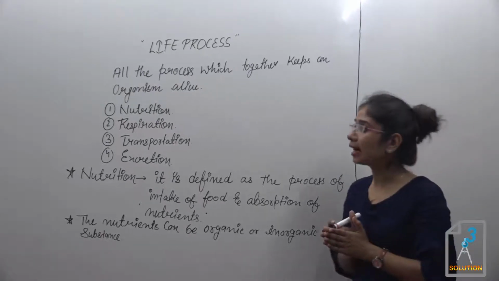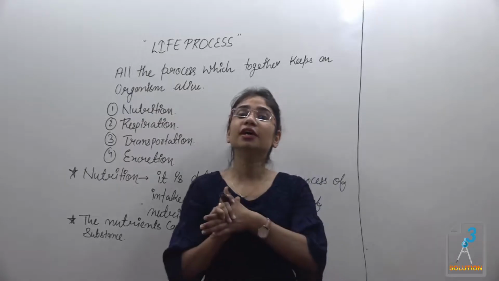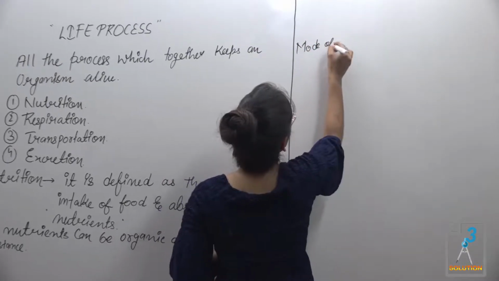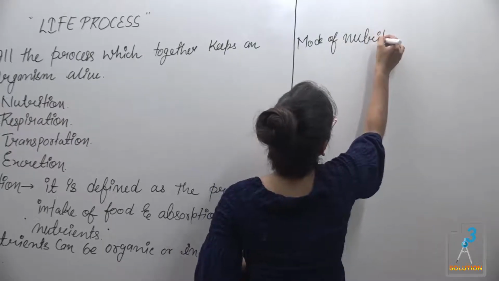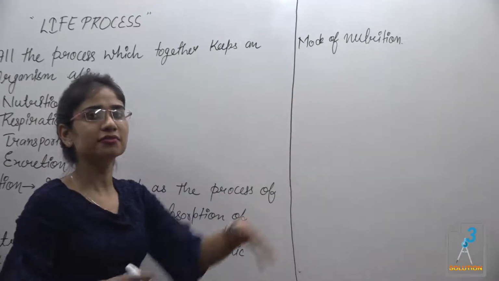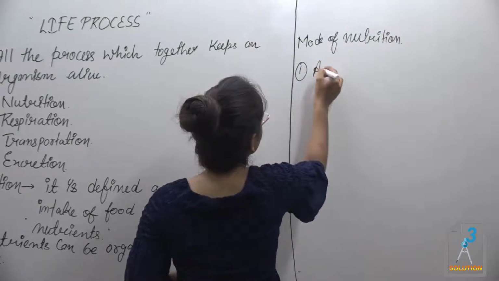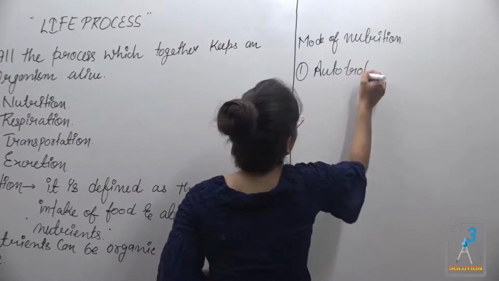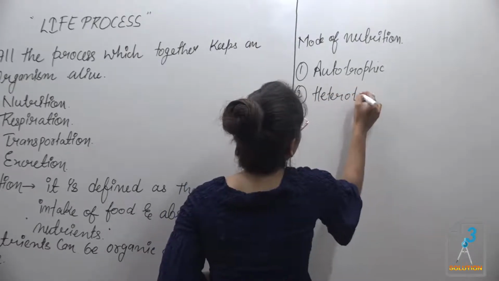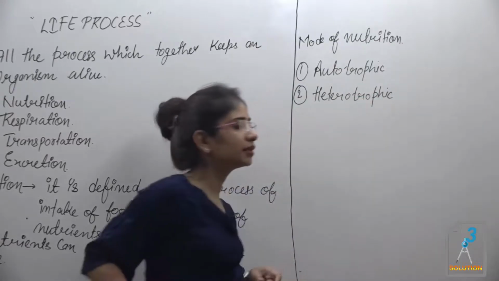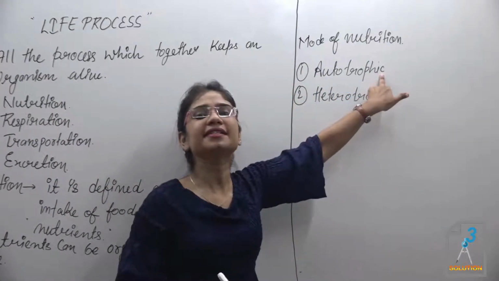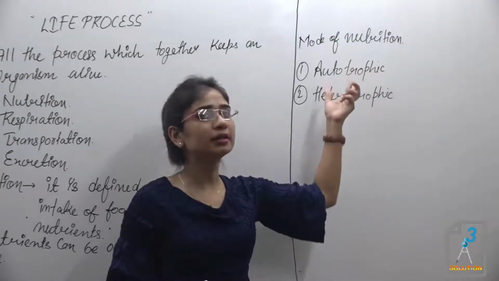Next up we have to see what the different modes of nutrition are. See here, the mode of nutrition. So kids, in simple terms we have two modes of nutrition we will talk about here. The first is the autotrophic mode of nutrition, and the second one is the heterotrophic mode of nutrition. We are talking about the mode of nutrition. The first is autotrophic and the second is heterotrophic. Now let's discuss what they actually mean.